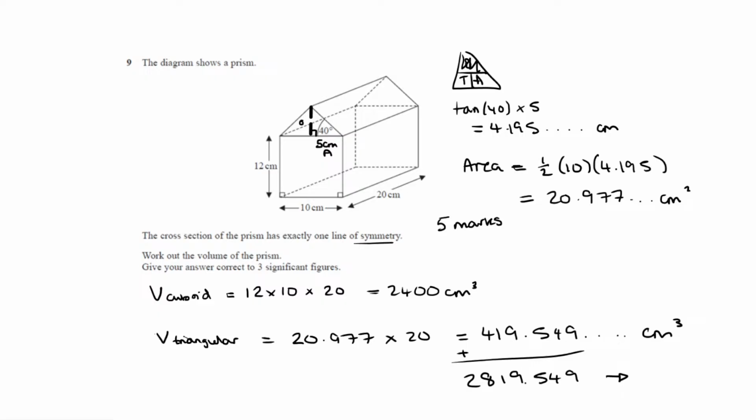I know AQA is not that fussy about rounding, so you might not have to worry. Edexcel is a little bit more fussy with the rounding. So 3 significant figures would be 2820. Obviously, don't miss out the 0 at the end to make the scale.